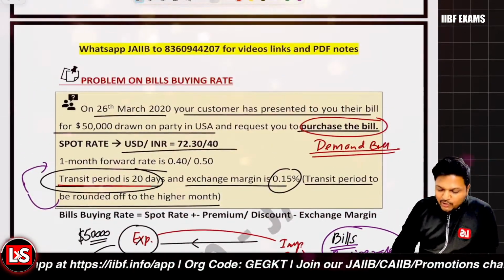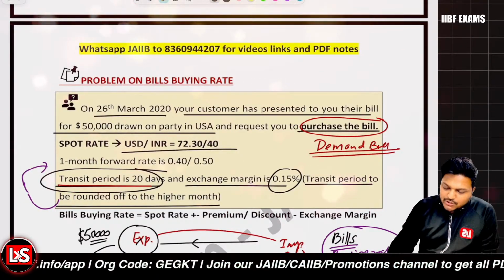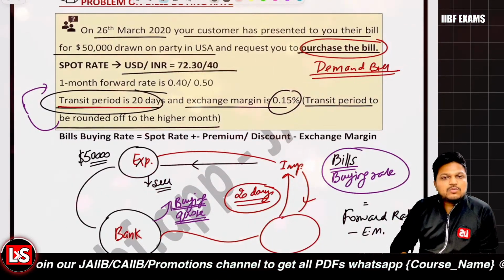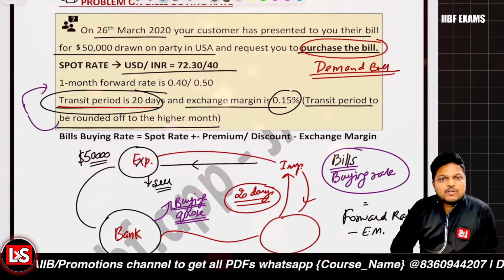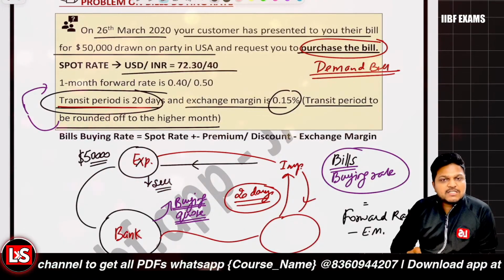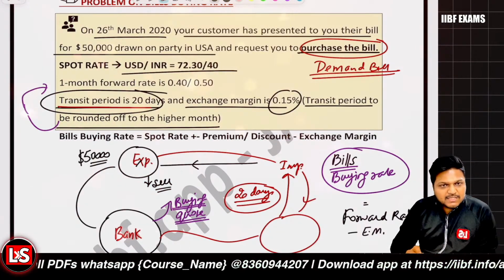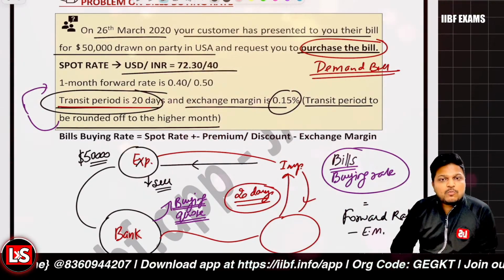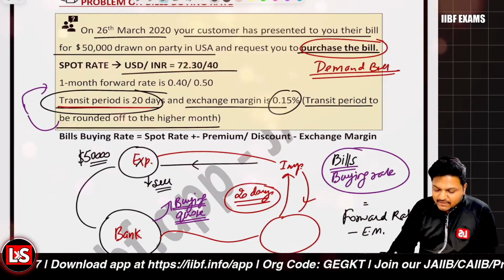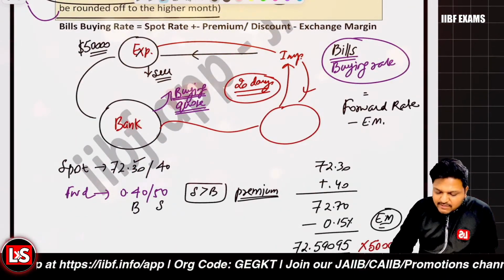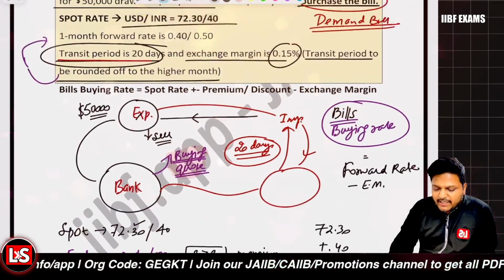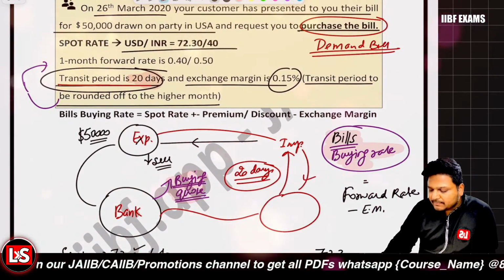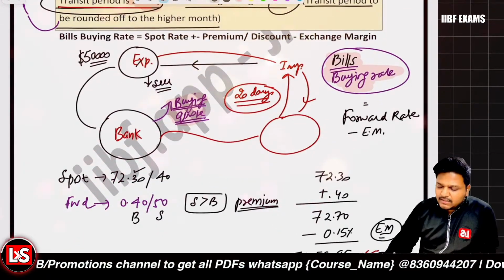Let me just reiterate the idea to you. We were clearly given in the question that the customer has presented you a bill, means we are to purchase this bill. When we are to purchase with this bill, means we are to purchase the foreign currency. When we are to purchase the foreign currency, the bank will be applying the buying cost at which the bank is ready to buy. So the buying cost would be applicable. First thing that we know now. And there is a delay of 20 days because the transit period is 20 days. So we know that the bill's buying rate would be applicable.